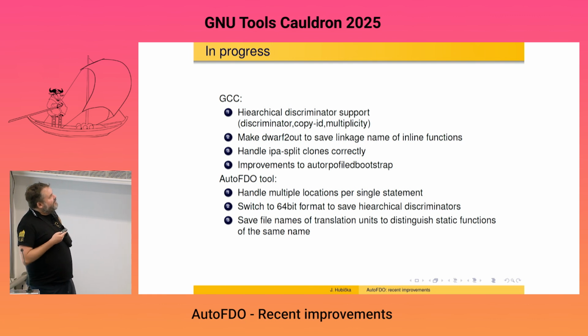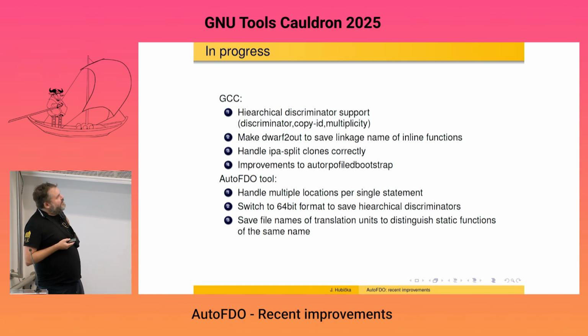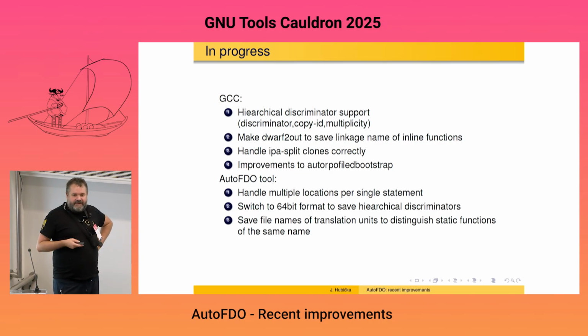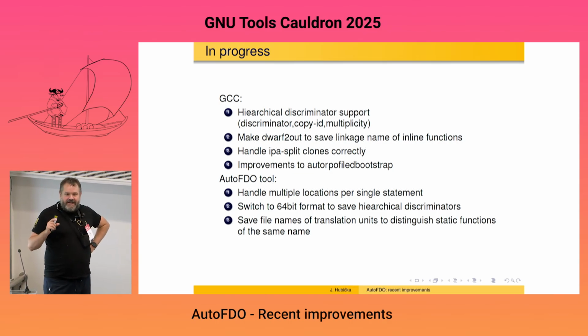So the other thing is that this AutoFDO tool is pretty broken. So I had this missing line information about one basic block, and it happens because there are 2 statements which are assigned to a single address.